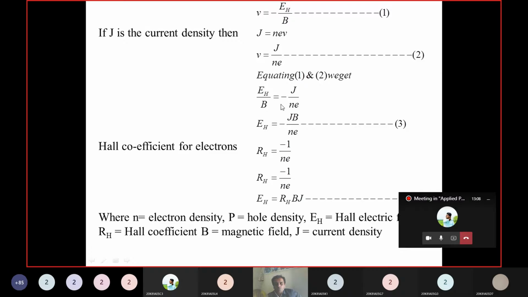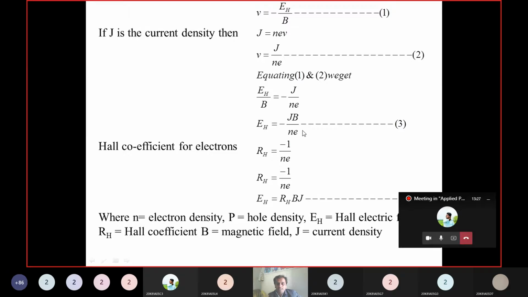From this, we can calculate the EH value. EH is equal to minus JB by ne. Let us take this as equation number 3. Now here, minus 1 by ne is called a coefficient, the Hall coefficient. So Hall coefficient RH is equal to minus 1 by ne.